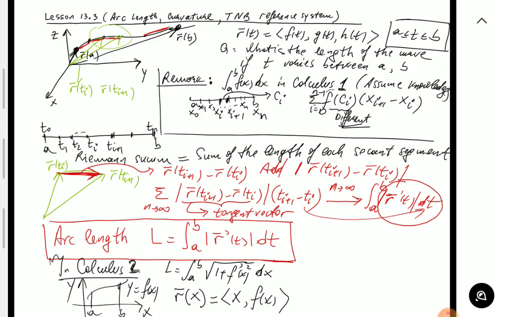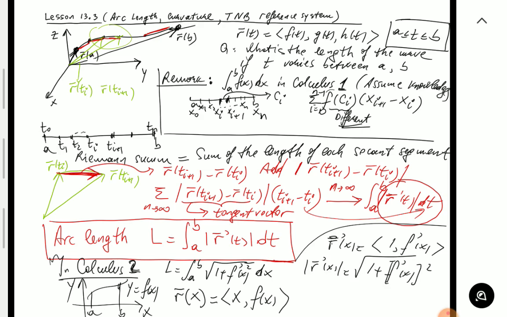I hope you see what I'm talking about, right? The formula here with r prime of t is more general. The formula in Calculus 2 is more particular, because you have an explicit function of a single variable. You can still view it as a vector function with components x, f of x. And of course, in that case, the tangent vector will be 1, f prime of x, right? The derivative of x is 1. And the magnitude of the tangent vector will be the square root of 1 plus f prime of x squared. And that's the stuff you integrate.